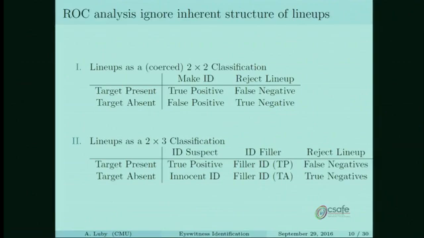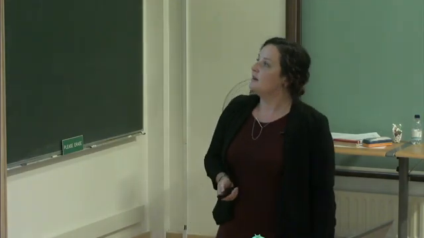And so I think it's really important to kind of maintain this structure and not lose any of this information in any analysis method that we do use. The reject lineup means saying nobody's there. The person is not there at all. Right, so that would be the reject lineup. So you look at the lineup and you say the person is not there.